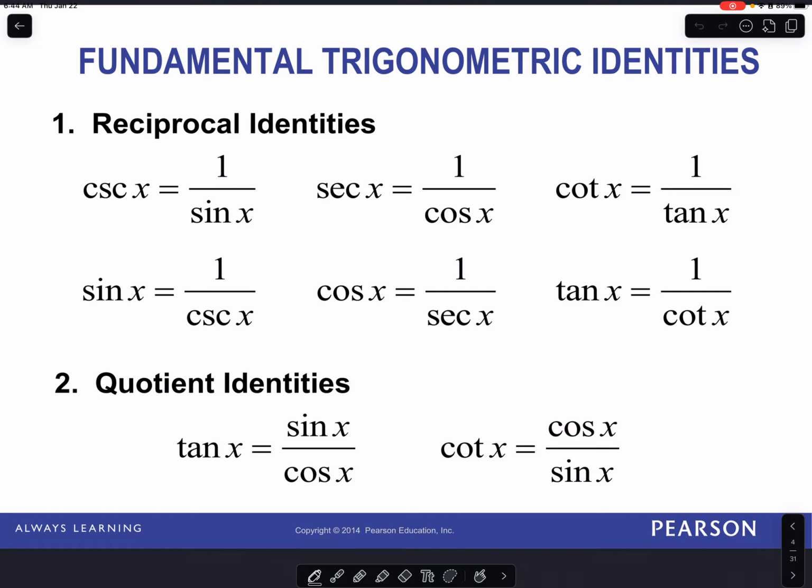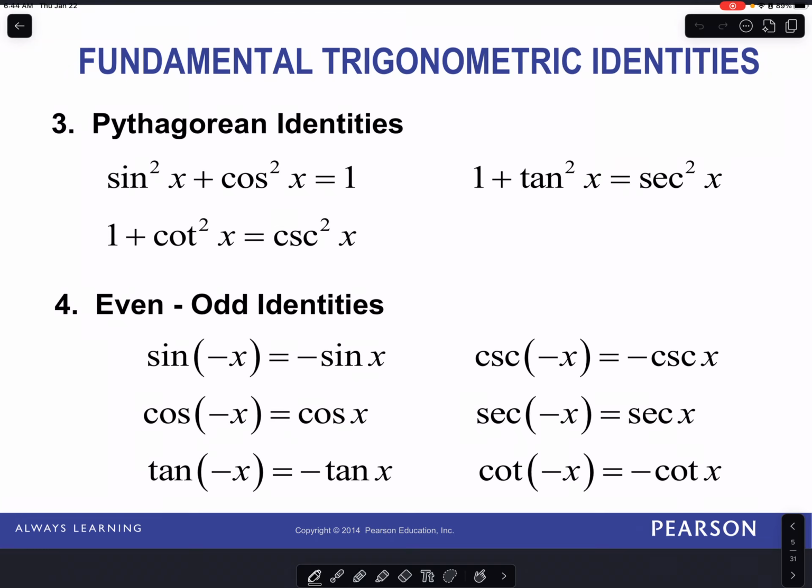Okay. So we have some fundamental trigonometric identities, the reciprocal identities. Essentially, the reciprocal of sine is cosecant and vice versa. The reciprocal of cosine is secant and vice versa, and tangent is the reciprocal of cotangent and vice versa. Then we have quotient identities. Tan is sine over cosine, and cotangent is cosine over sine.